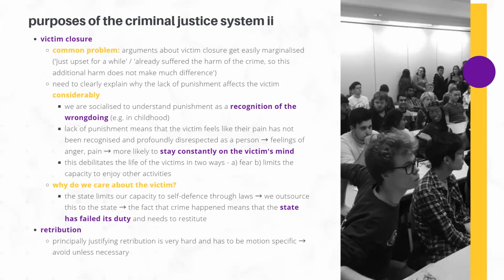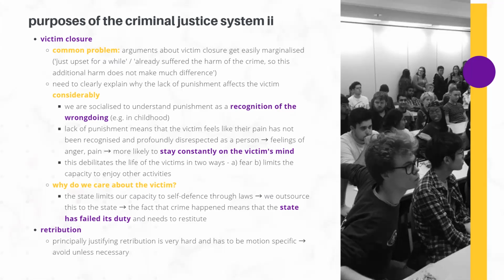I think there's broadly two things you can do. The first is you need to clearly explain why it is that the lack of punishment actually affects victims considerably. Three things I want to say here. One, notice that we are socialized to understand that when a wrong is done, the correct response is that punishment will be doled out in response to it. So, for example, as a child, when you do something wrong, your parents punish you as a response to that wrong. And so you're socially conditioned to expect that when wrongs are done, punishment will be what meets them.